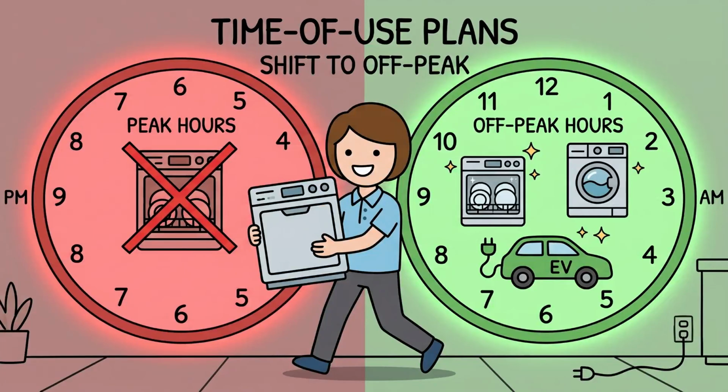If you shift your heavy usage, like running the dishwasher, doing laundry, or charging an electric car, to late at night or early morning, you will pay a lower delivery rate. Some utilities even offer time-of-use plans that make this saving automatic. Check your bill to see if peak and off-peak rates are listed.